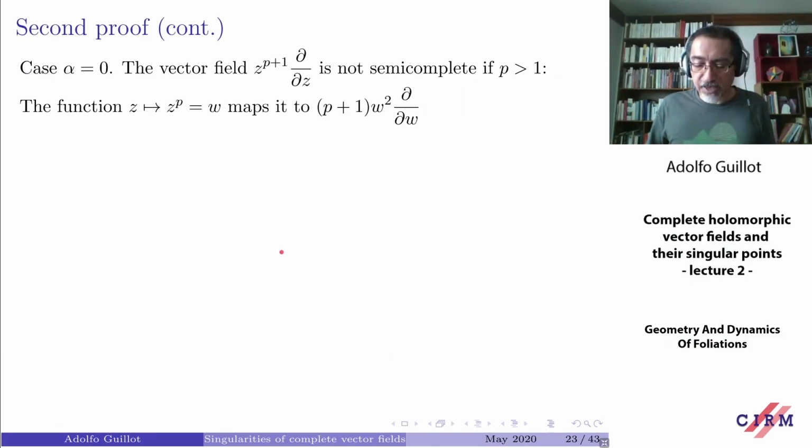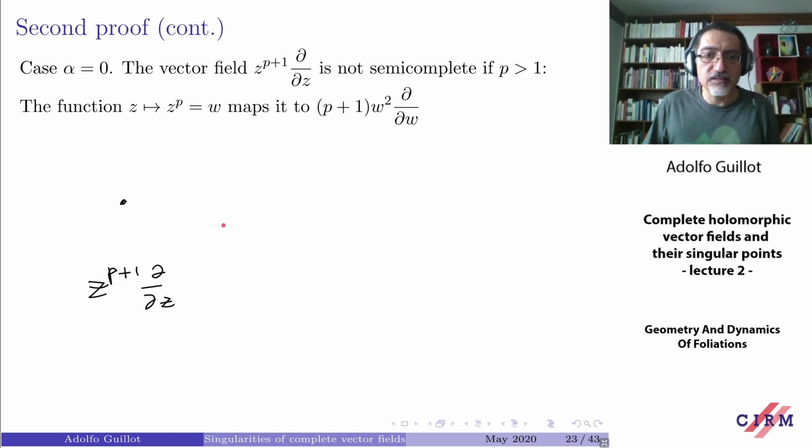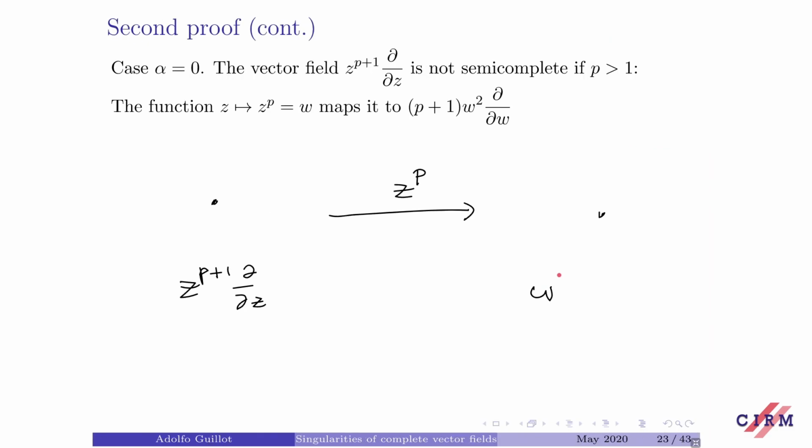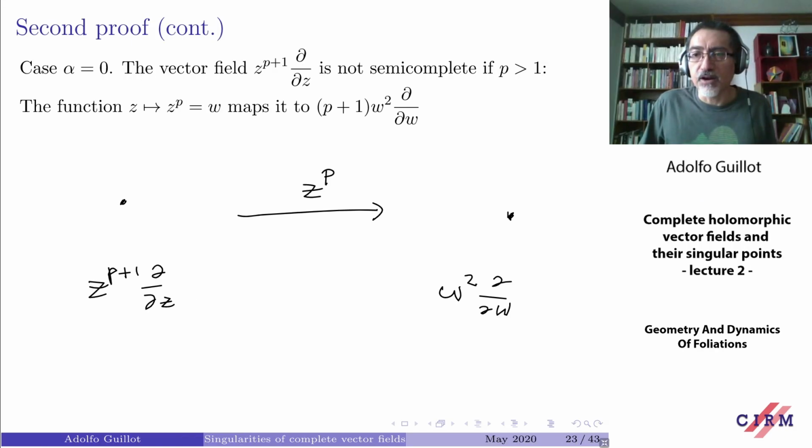So let me pass to the case alpha equal to 0. And so I have this vector field here, z to the P plus 1, d over dz. And it turns out that if I consider this map that maps z to z to the P, it maps this vector field to the vector field, up to a constant, omega squared d over d omega. You can check this directly.